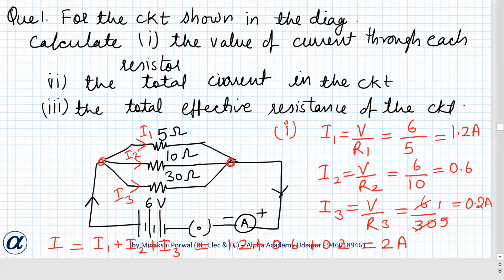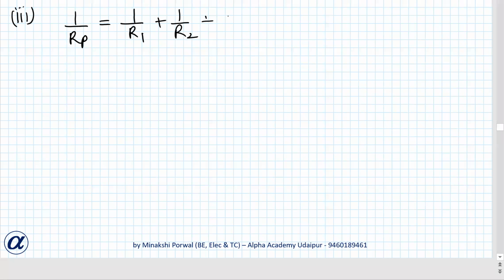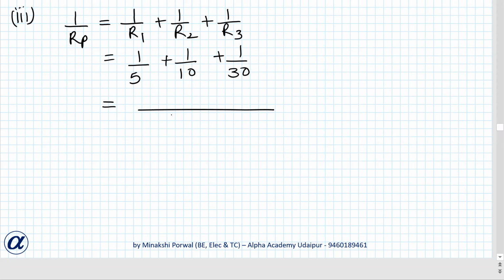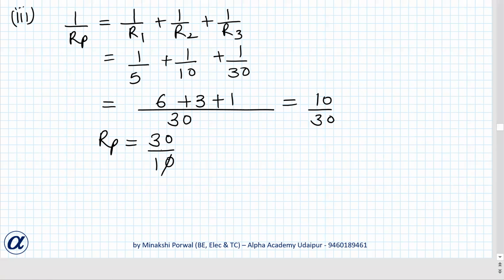Third part is total effective resistance. सो टोटल इफेक्टिव रेजिस्टेंस 1 by Rp equals 1 by R1 plus 1 by R2 plus 1 by R3. That is equal to 1 by 5 plus 1 by 10 plus 1 by 30. Okay. So that is equal to, 30 is the LCM, 6, 3 and 1, that is equal to 10 by 30, or Rp equals 30 by 10, that is equal to 3 ohms. Total effective resistance we got this.